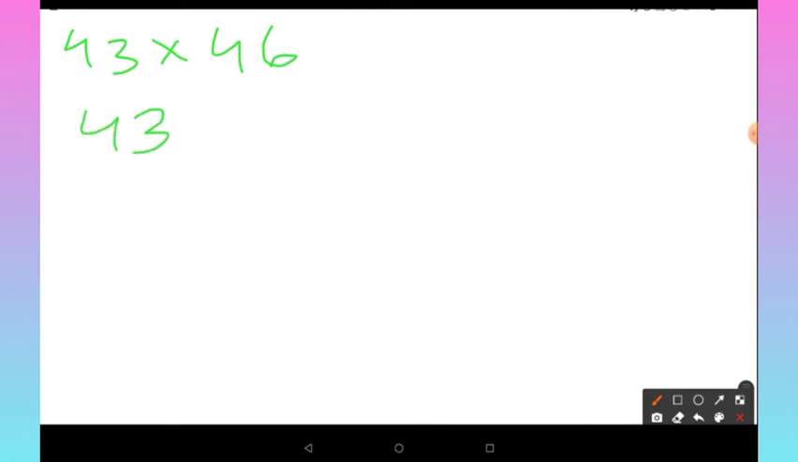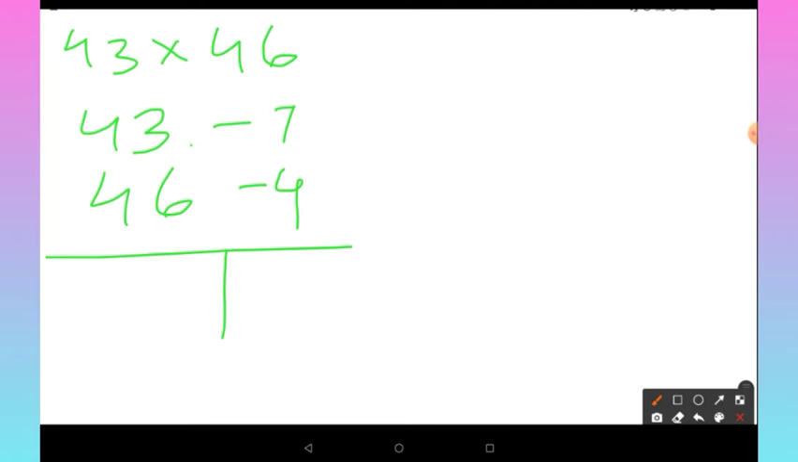43 will take minus 7. 43 minus 7 is the representation. And 46, what is the representation? 46 minus 4. Whichever you are comfortable with, 43 minus 4 or 46 minus 7, you do that. You will get 39, and 7 4s are 28, so you will get 28.